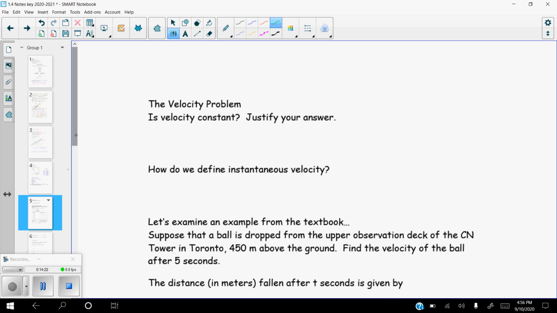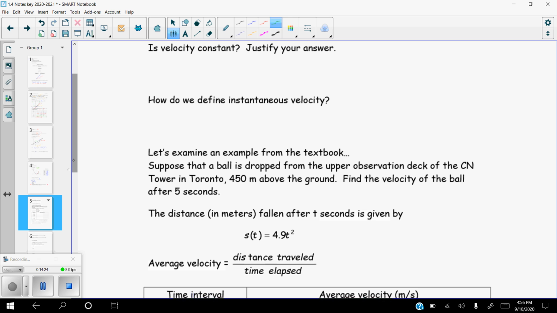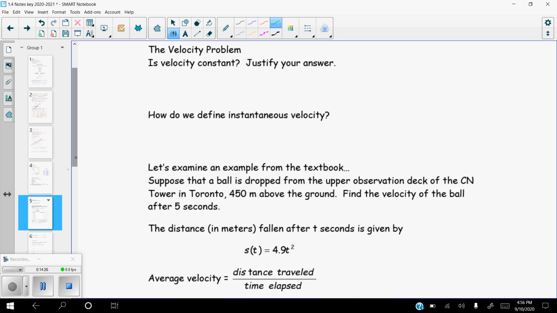All right, now let's talk about an actual problem. One of the most common ones that we talk about here is the velocity problem. So first question, is velocity constant? Well, in real life, not generally. And we'll say it that way because for a very small amount of time, you could probably find a constant velocity of things, but not generally.